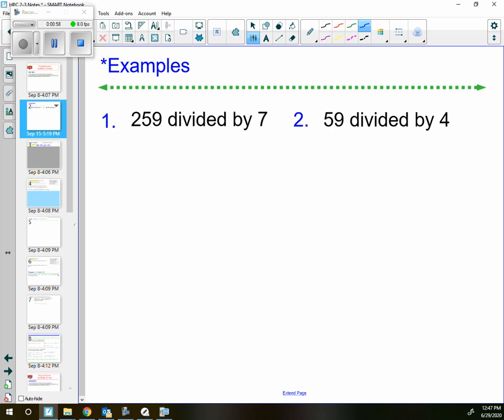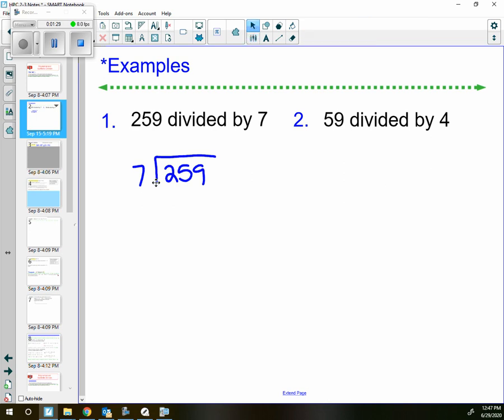So first I'm going to do 259 divided by 7. So first order of business is to figure out, okay, what goes underneath and then what's on the outside. So 259 underneath and the 7 on the outside. So when we talk about it, the number that's underneath is our dividend, and then the 7 is the divisor. So when we do this division, we get the answer, which is called the quotient. So we'll talk lots more about those words. All right, so how do we do this division?